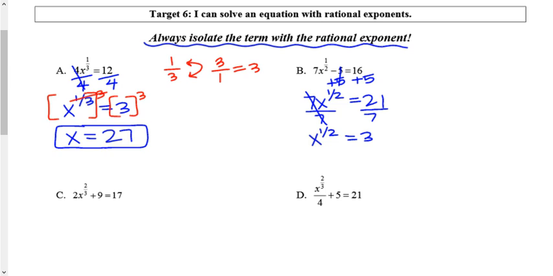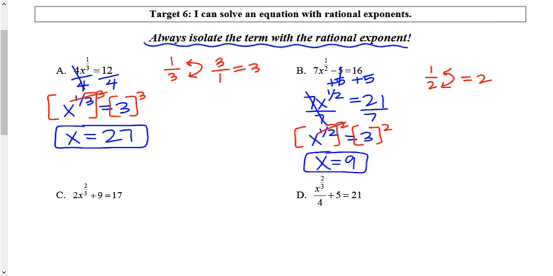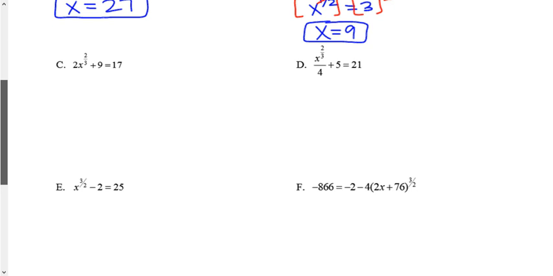And once again, I'm going to take the power that I have right now, which is 1/2, flip it upside down to make that 2/1, or 2. And I'm going to take both sides of my equation to that new power of 2. And that's going to cancel out that fractional exponent, or that rational exponent that I have right now. So on the left side, I just get x. On the right side, 3 squared is 9. So, same process for all of these.